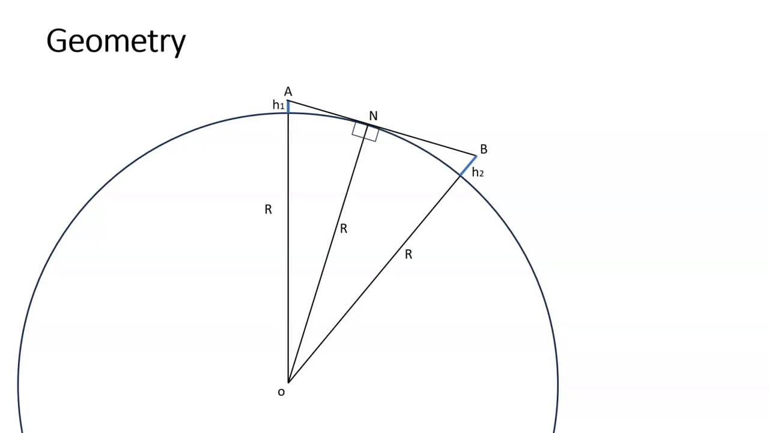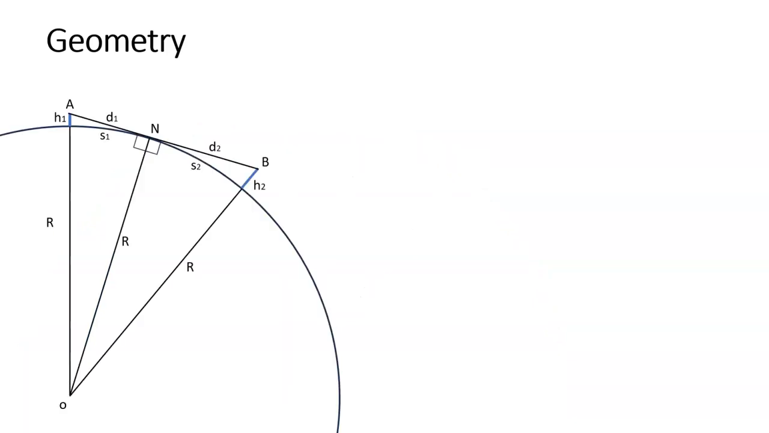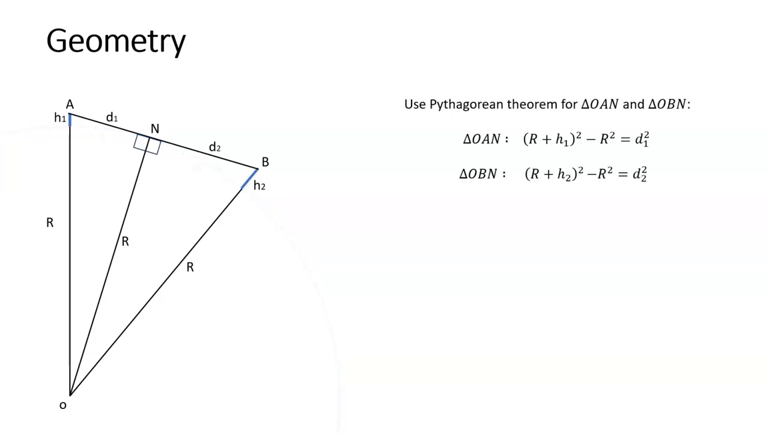Now we draw the other two radii with the lengths of R that connect the earth center to the bottom of the observer and bottom of the ship. We call the lengths of lines AN and NB, d1 and d2, and the associated arcs S1 and S2. We move everything to the left to make space for some algebra. Now this is a geometry problem.